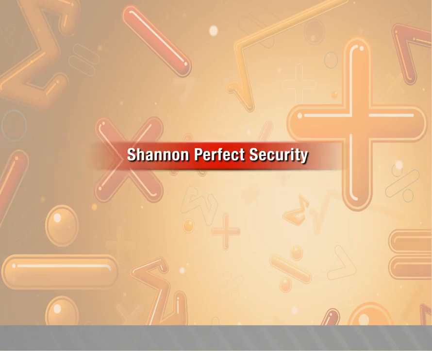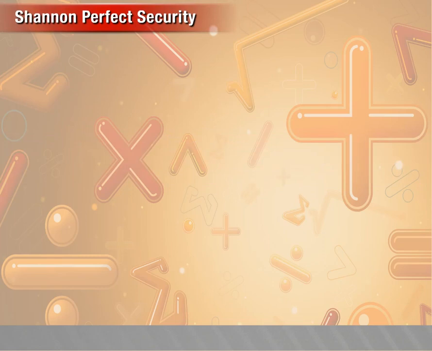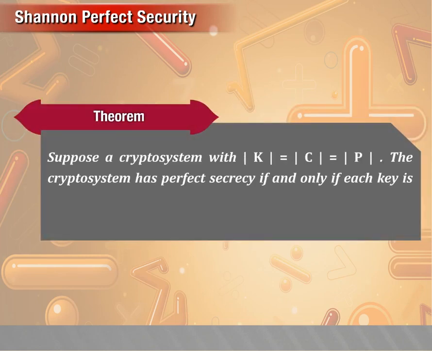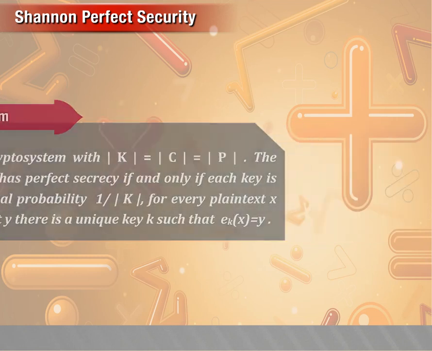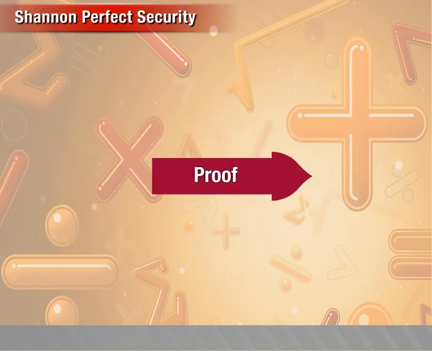Shannon perfect security. Theorem. Suppose a crypto system with modulus of K equal to modulus of C equal to modulus of P. The crypto system has perfect secrecy if and only if each key is used with equal probability 1 by modulus of K, and for every plain text X and ciphertext Y there is a unique key K such that EK of X is equal to Y.